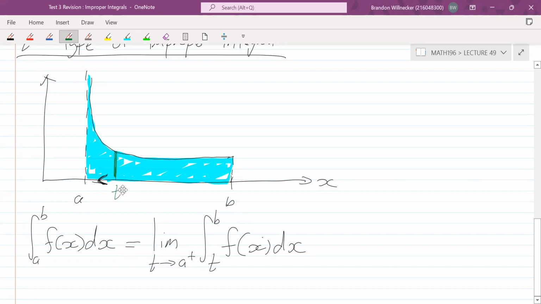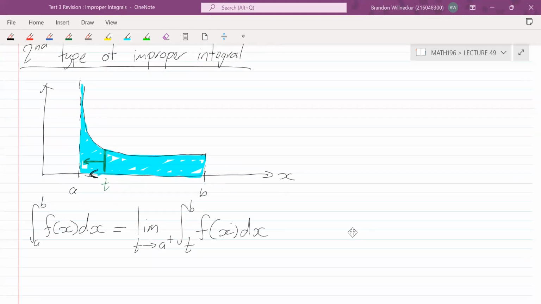That's t. And then what we're doing is taking the limit as t goes to a. As this point goes closer and closer to this asymptote, we want to see: does the area remain finite or does it go off to infinity? Again, if it remains finite, we say that it converges. If it goes to infinity, then it diverges. Similarly, we can do the same thing if b has an asymptote.